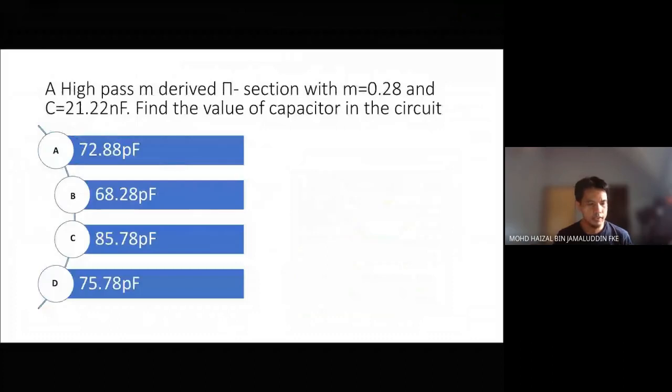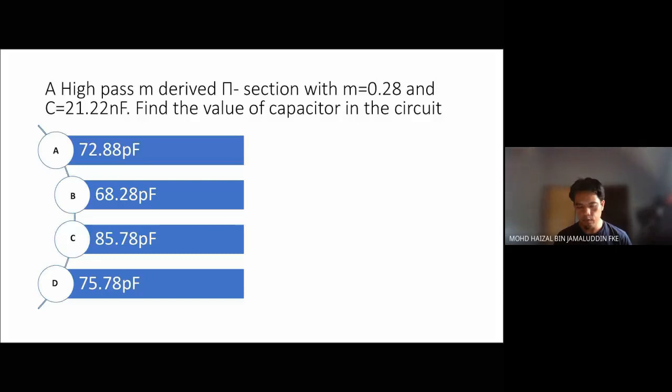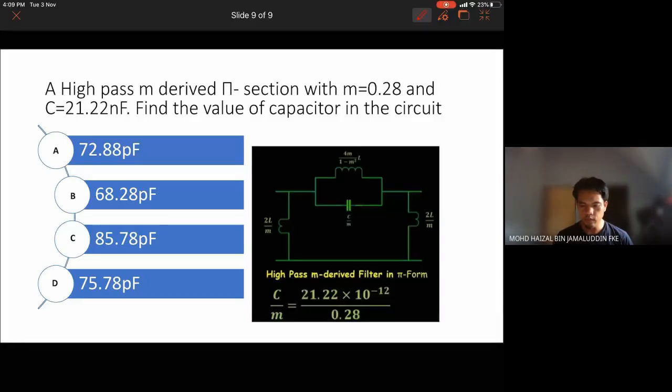Actually, you just change the capacitor in the T section. You separate it into two parts to make this an inductor, while you combine the inductor and capacitor at the top of the circuit. C and m are given, so you just include this formula and you can calculate the value. I'm also not sure, so you can calculate it. I think maybe C or D, so we can discuss it later in class.